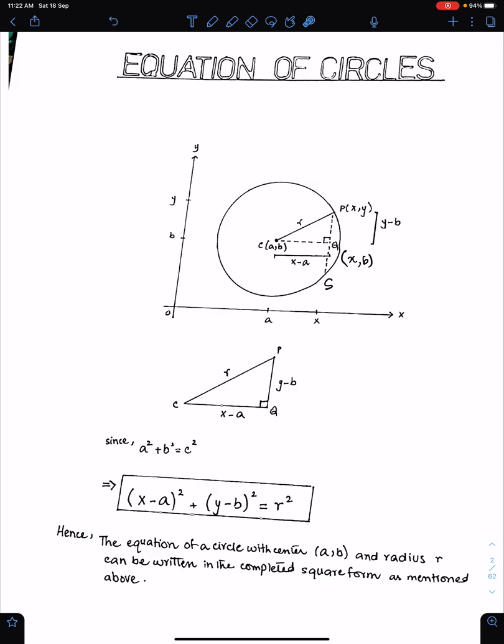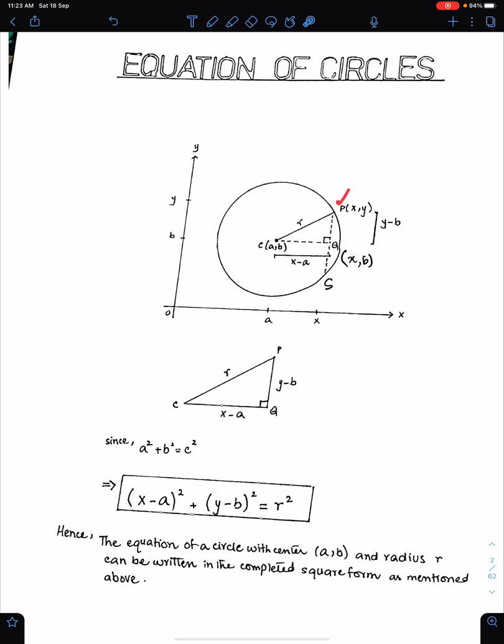Equation of circles. This is the standard equation of circle in completed the square form with center at A and B and radius R. And this is the way to get this equation. This is the center of the circle and this is the chord PS. And this Q is the midpoint of this chord, because when you drop a line from center to chord, then that line always divides the chord into equal parts and makes 90 degrees with the chord. In fact, this line is known as the perpendicular bisector of this chord PS.